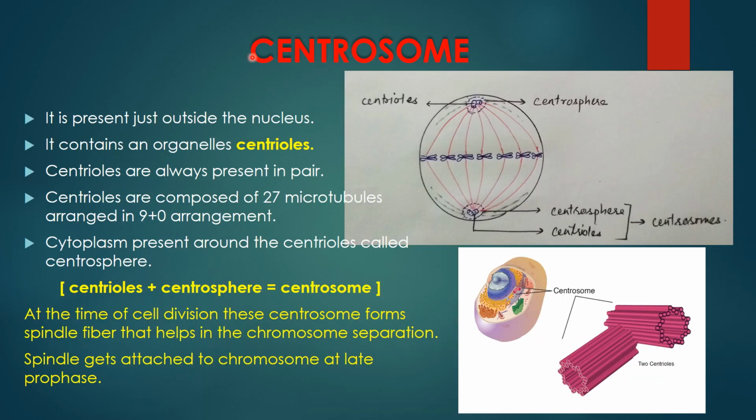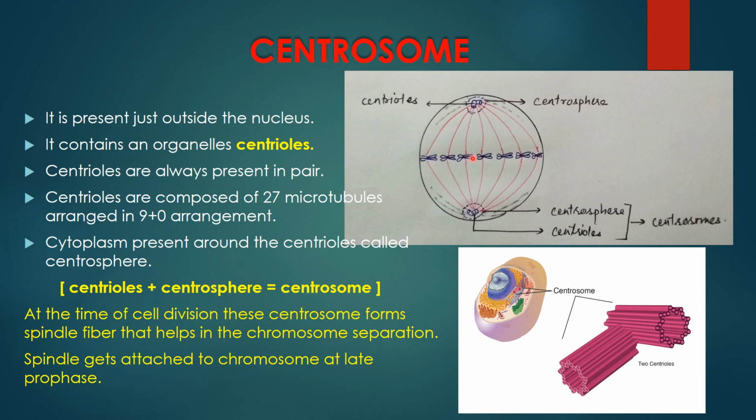Now let's talk about the centrosome. So centrosome is present outside the nucleus. As you can see, it is present outside the nucleus and contains an organelle which is known as centrioles. Centrioles are always present in a pair and they are arranged at an angle of 90 degrees. Now centrioles are composed of 27 microtubules and arranged in 9 plus 0 arrangement. Now the cytoplasm that is present around the centriole is called the centrosphere. Now we can say that centrosome is composed of centrosphere and centrioles.